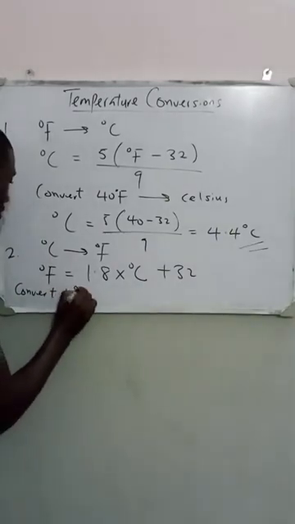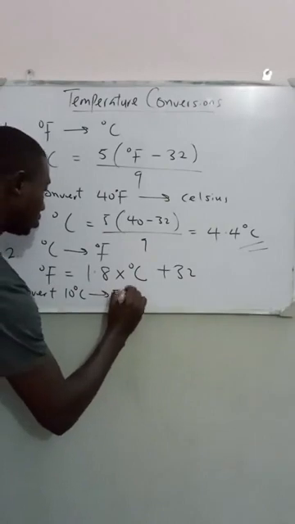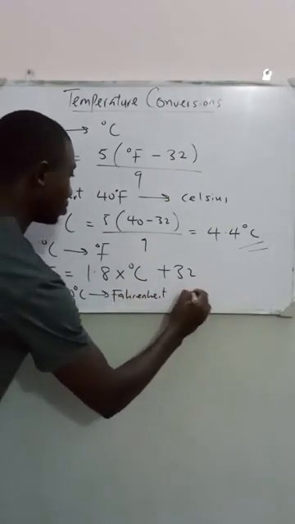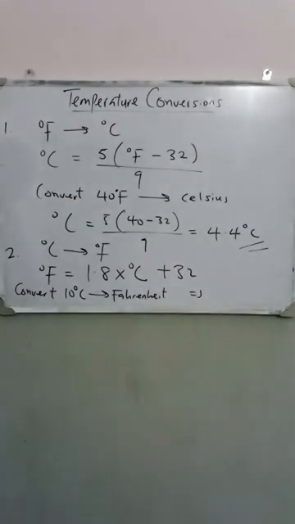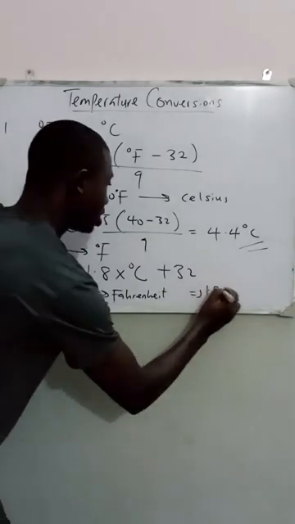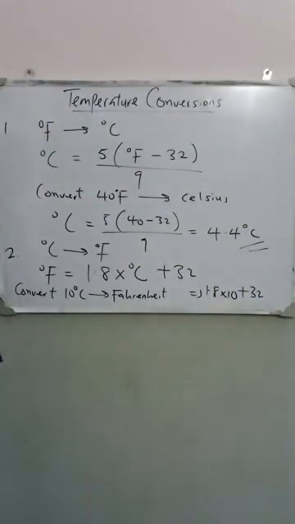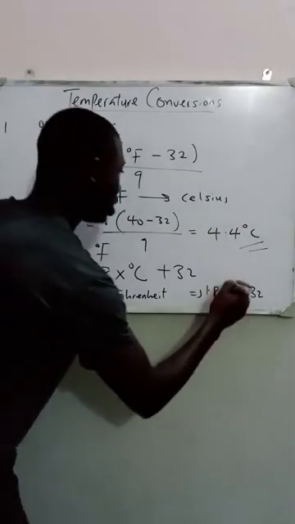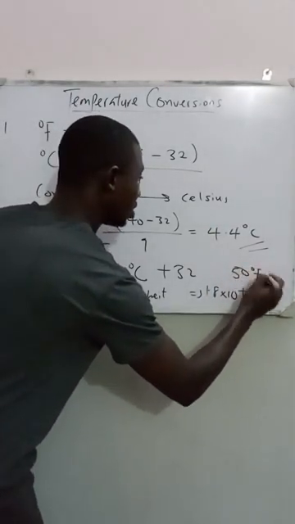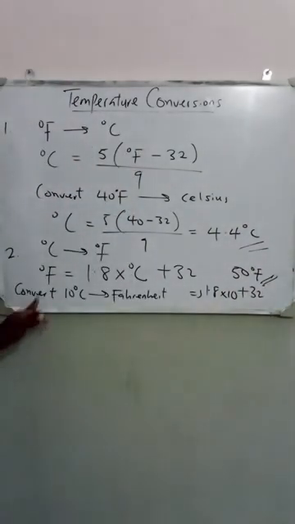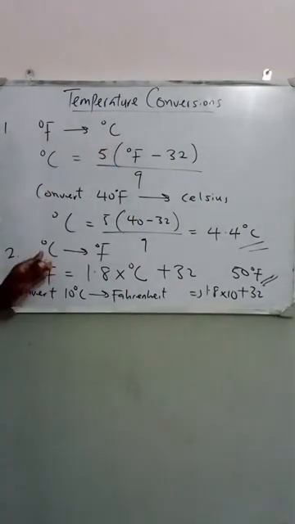For example, if I want to convert 10 degrees Celsius to Fahrenheit, we are just going to use that formula and say 1.8 times 10, then the result of this plus 32. So 1.8 times 10 gives 18. 18 plus 32 gives 50. So this gives us 50 degrees Fahrenheit. So this is how we convert from Fahrenheit to Celsius and also from Celsius to Fahrenheit.